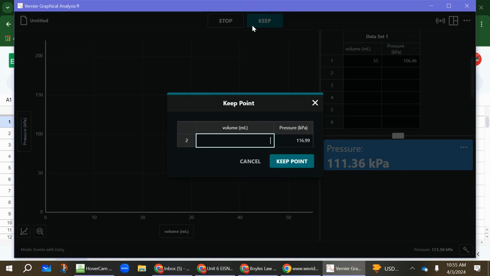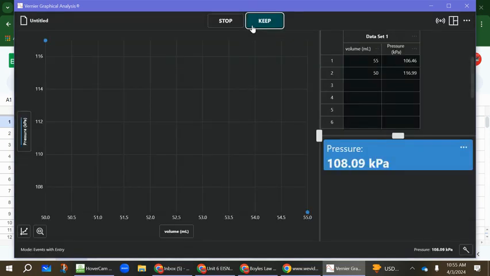And it will again ask me, what was my volume? 50. And it will put the 2 points in there. Now you go down to 45. Then you go down to 40. Then you go down to 35. Okay? So, that is what you need to get done right now.